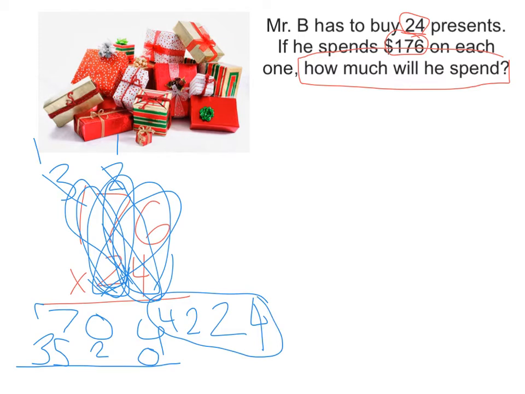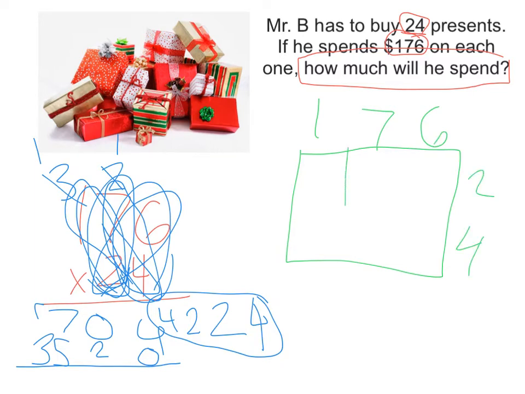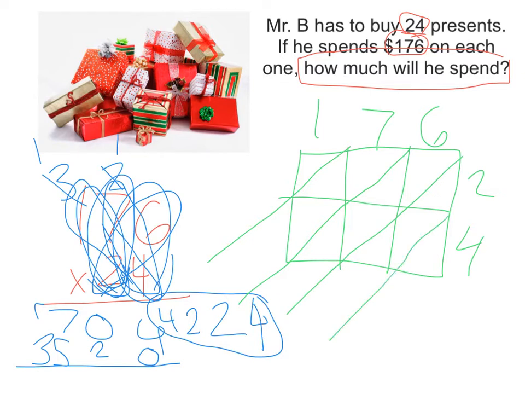So for lattice box, I like to draw my box first. Put the numbers on the top, 176, numbers on the side, divide up my box, diagonals. Remember, you do each box individually. So 2 times 6 is 12, 4 times 6 is 24, 7 times 4 is 28, 2 times 7 is 14, 1 times 2 is 2, making sure I do 0, 2, and 1 times 4 is 4, doing 0, 4.